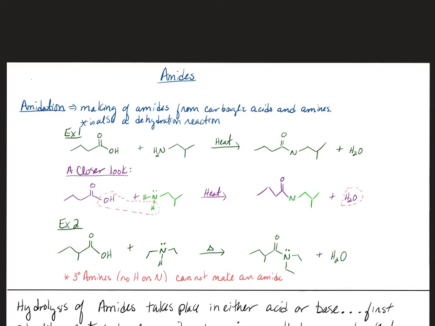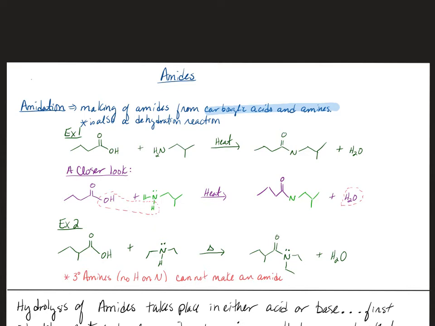Now let's talk about amides and reactions with amides. First comes amidation. This is actually when you combine a carboxylic acid and an amine, and when you do that, you form an amide bond. Amides are super important to biochemistry, which we'll talk about soon.